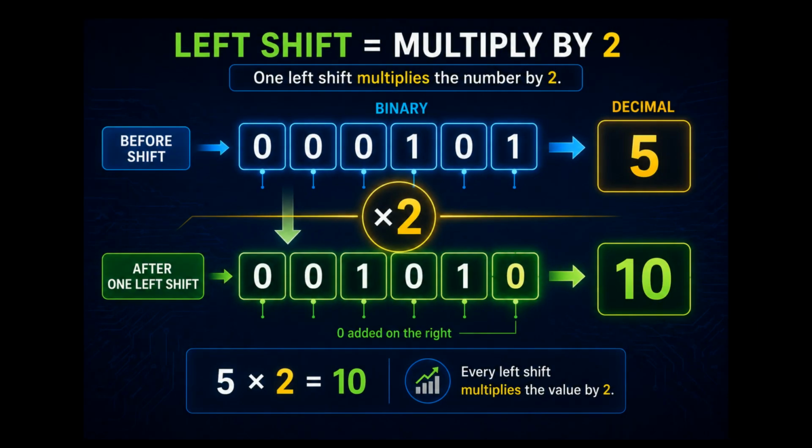One left shift multiplies a binary number by 2. Before the shift, the binary number 000101 is equal to 5 in decimal. After shifting every bit one position to the left, a 0 is added on the right. The new binary number becomes 001010, which equals 10 in decimal. So the value changes from 5 to 10. Remember, every left shift doubles the value. That's why a left shift is the fastest way to multiply a binary number by 2.